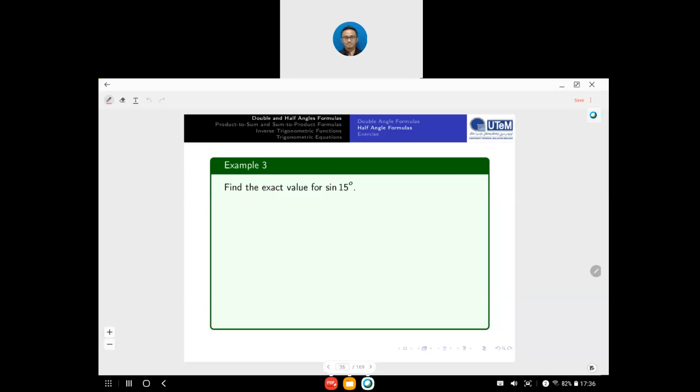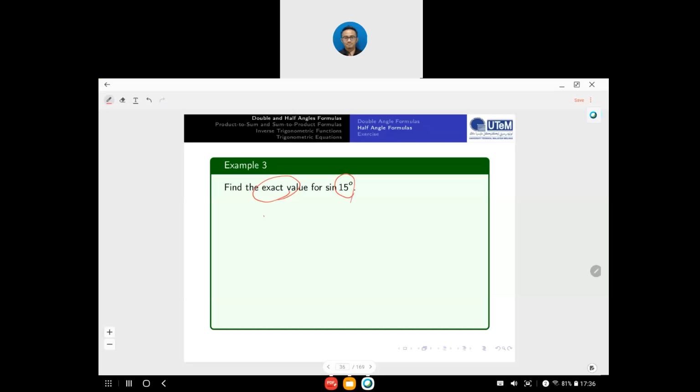Okay, look at example 3. Okay, find the exact value for sine 15 degrees. Okay, when the question is exact value for sine 15 degrees, you cannot use a calculator. Jangan tiba-tiba awak tekan sin 15 berapa. Oh, tak boleh ya. You must show. Okay. So we know that you must convert your angle in terms of special triangle.